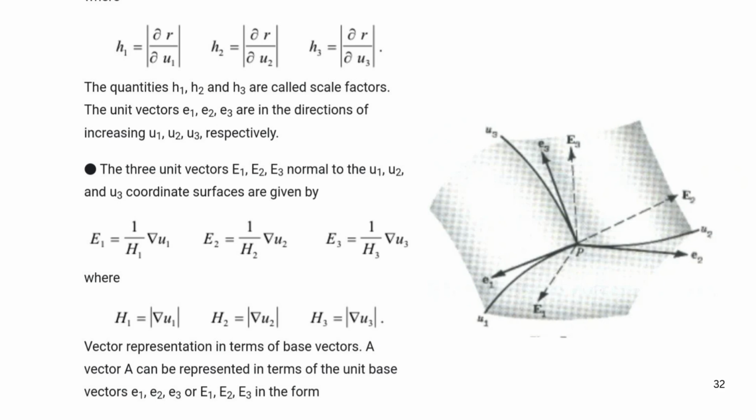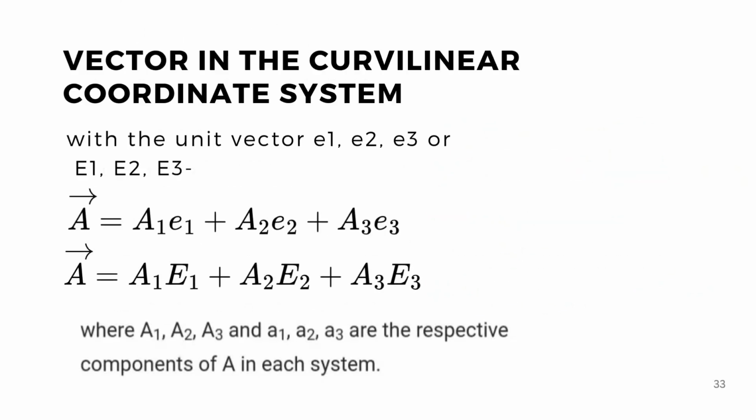Vector representation in terms of base vectors: a vector can be represented in terms of unit base vectors small e1, e2, and e3, or capital E1, E2, and E3. A is equal to A1 into small e1 plus A2 into small e2 plus A3 into small e3, which is equal to capital A1 into capital E1 plus capital A2 into capital E2 plus capital A3 into capital E3, where A1, A2, A3 and also small a1, a2, a3 are the respective components of A in each system.